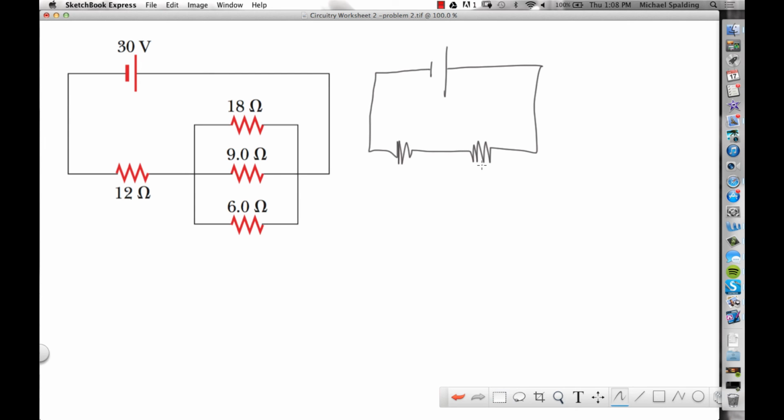So this simplifies to 3. When you do the algebra, that's 3. And then this guy's 12, right? Still a 30 volt battery.